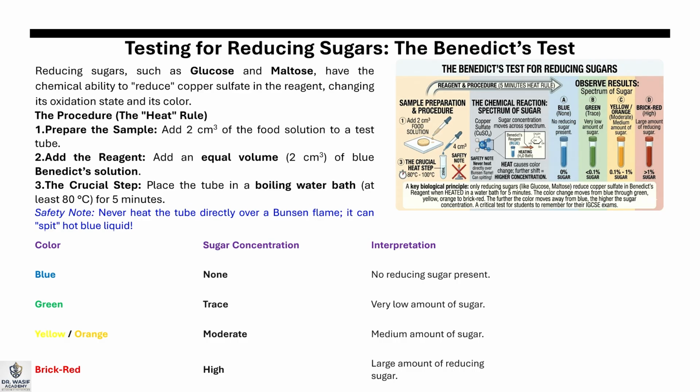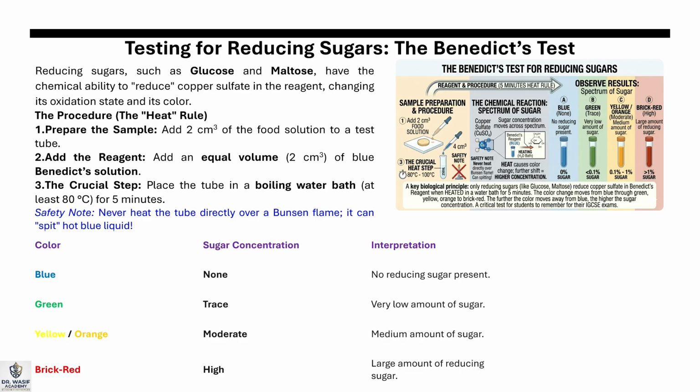Okay, so what is the safety tip here? Never heat the test tube directly. If you heat it directly, the liquid can spit or bubble over. Always use a water bath. What makes this test unique is that it is semi-quantitative. That is a key exam term. It means that color does not just tell us if sugar is there, it estimates how much is there.